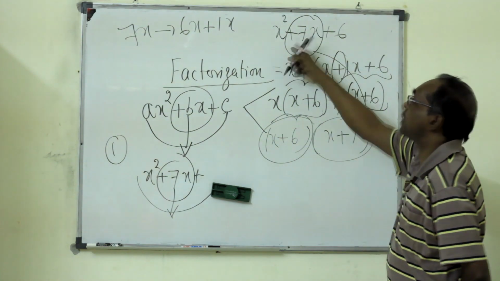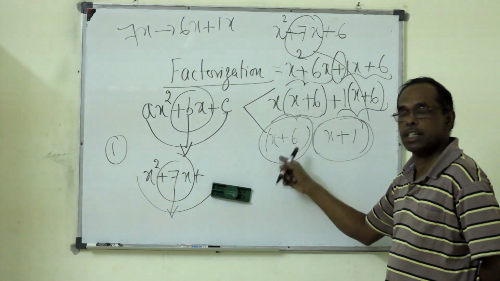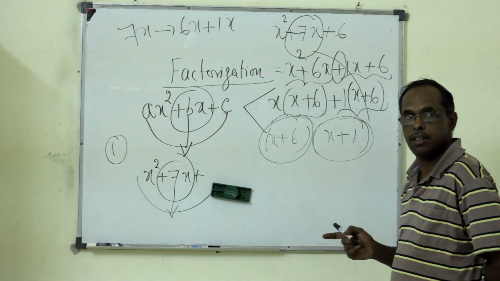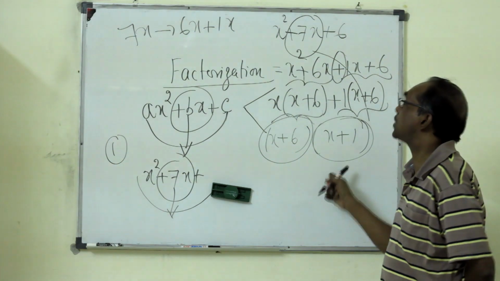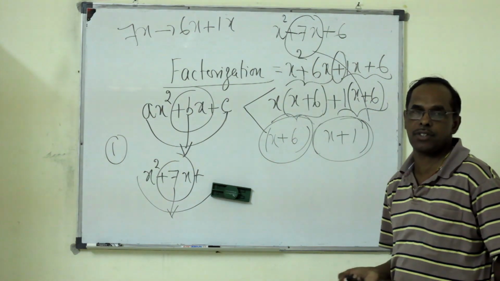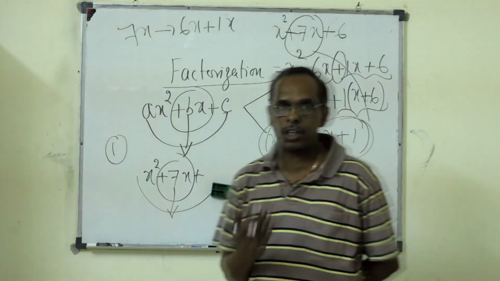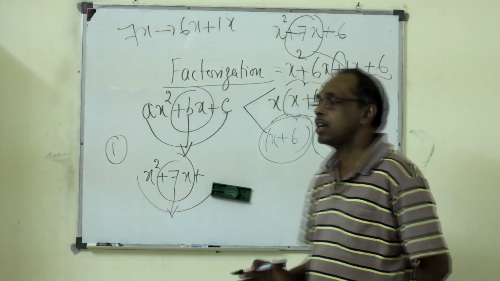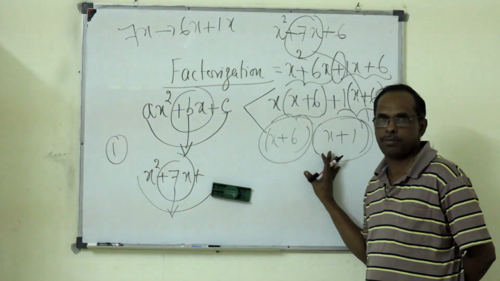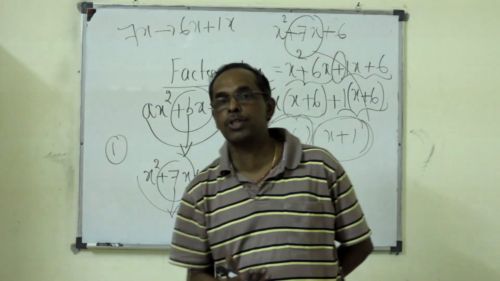So I put x square plus 7x plus 6 in terms of its factors, x plus 6 and x plus 1. So we got x plus 6 into x plus 1, which is the factorization of x square plus 7x plus 6. Is it clear? We have taken a quadratic polynomial and we are splitting it in terms of its factors. This is what is called factorization. This is the first stage I just explained to you.